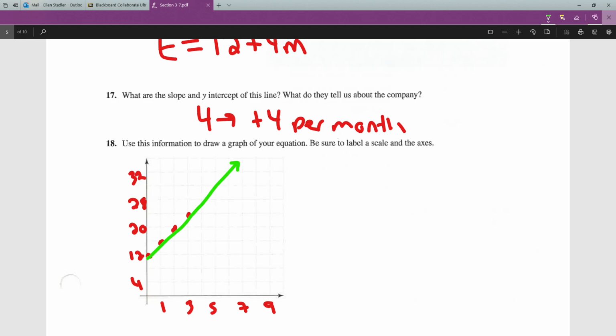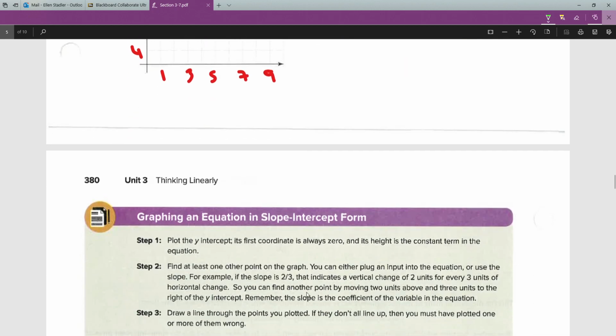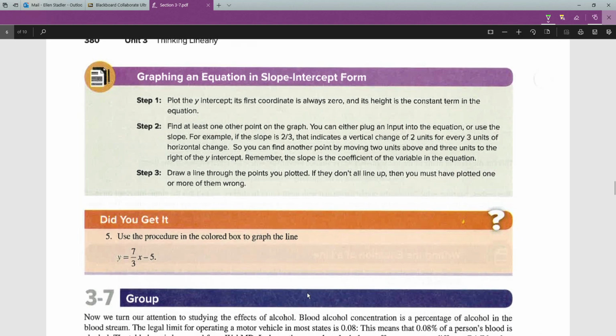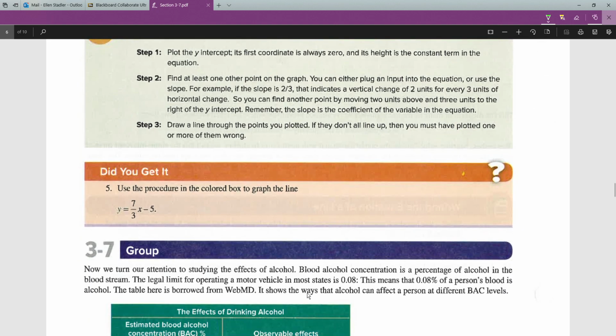One more thing to look at on page 380. They wrap this all together here. How to graph an equation in slope-intercept form. You plot the y-intercept first, so it's on the y-axis. Step 2 is graph at least one other point. You can either find it by throwing a point in and calculating another point, or you can use the slope. And then draw a line through the points you plotted. I would recommend playing with your calculator and see how it graphs as well. Again, there's a video from section 3.6 that shows you how to enter these into your calculator and get them graphed. You should now be ready to start the 3.7 group work on page 380.